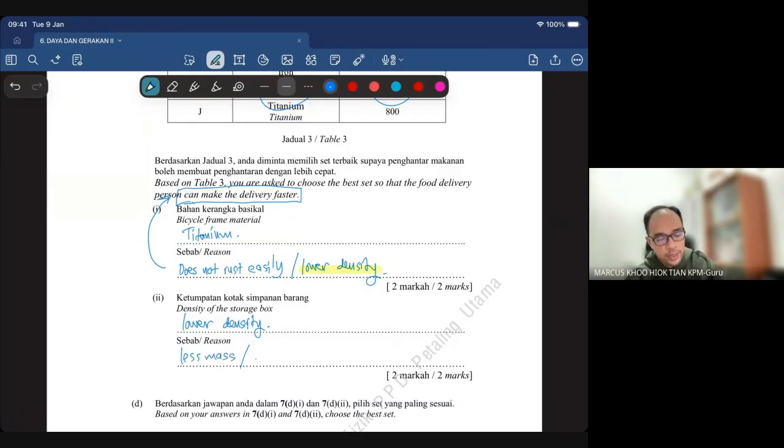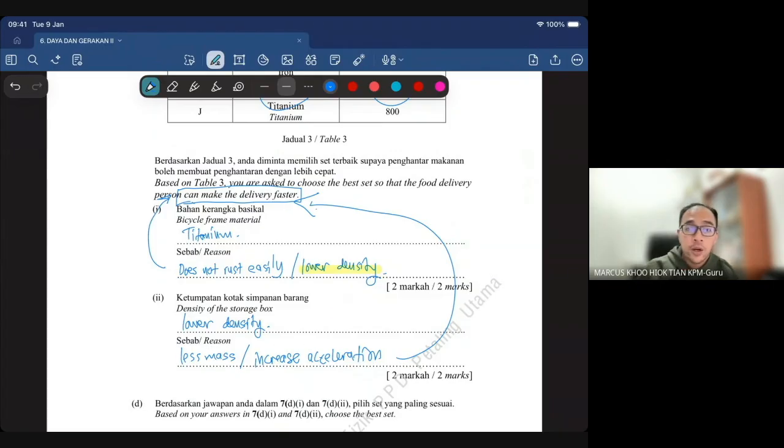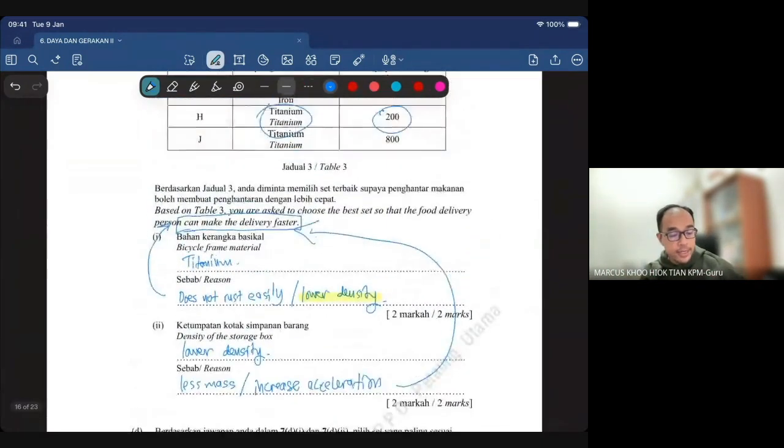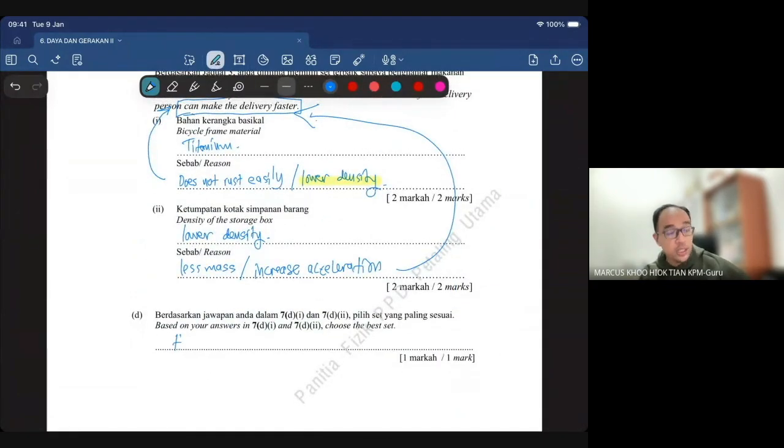Or you can also answer to increase the acceleration, which is another fancy way of saying to make the delivery faster. It's just a fancy physics way to answer this. I think increased acceleration is also good, because of the lower density of the storage box. So any one of these two answers is fine. The best set obviously is set H. I don't think this is a very big issue. I think it's a pretty easy question.